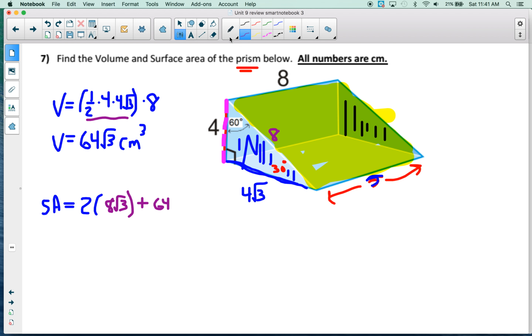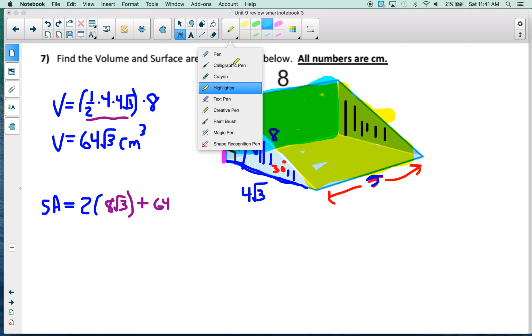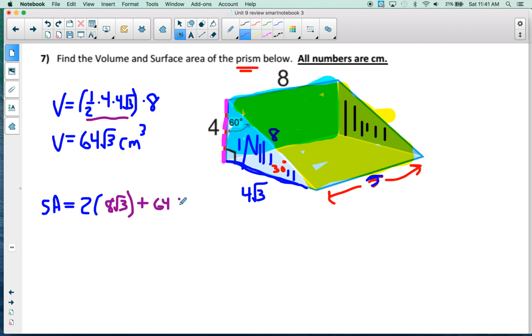Okay. Then there's this whole back section here. I know it's going to turn to green here because I used yellow before. But there's this whole back section there. See that? That's another side. And that is 4 by 8. Very simple. It's a rectangle. So we're going to just do plus 32. Plus 4 times 8. Plus 32.